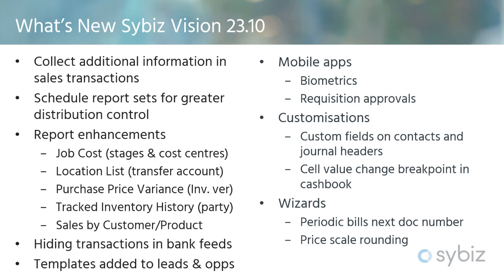You can now schedule report sets, and that gives you greater distribution control. You can email them, etc. And there's some information in the What's New that talks a bit more about that. A bunch of the reports have been enhanced as well, and we have added a new report in terms of the purchase price variance report that takes an inventory perspective. So we did have a purchase price variance report from a creditor's or supplier's perspective recently released in version 22, I believe that was, and we've just sort of flipped that into an inventory perspective. So that's your standard cost purchase price variance report.